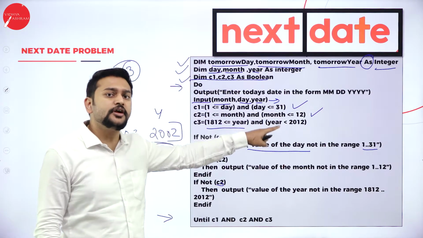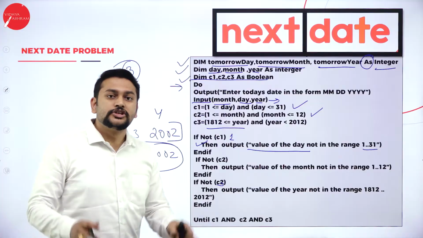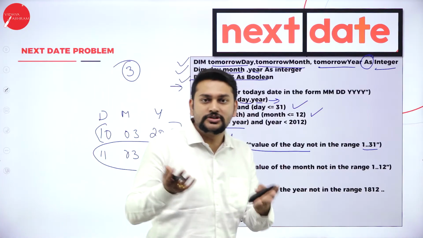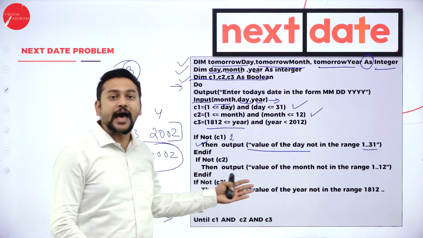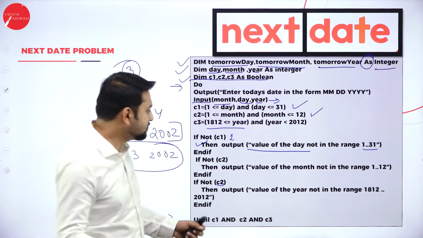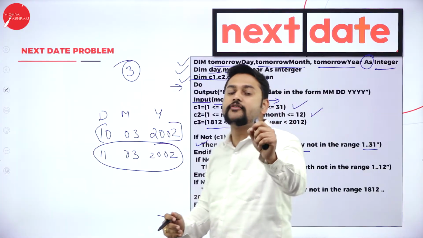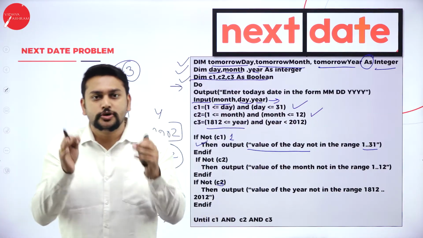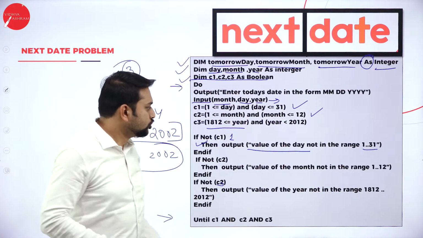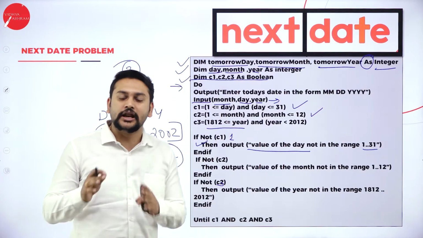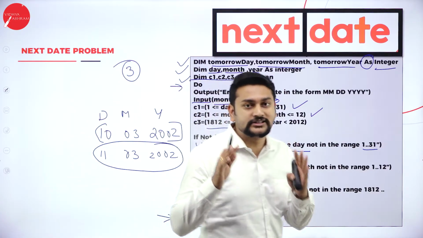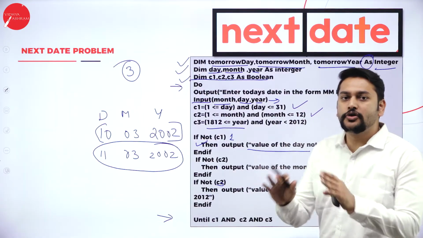Suppose the entered year is not in this range, then I will say that it's invalid. That's what is happening in this code. You just have to understand that whatever you have entered as a user should be valid data, so it should satisfy this range. That's what I'm doing in this part.